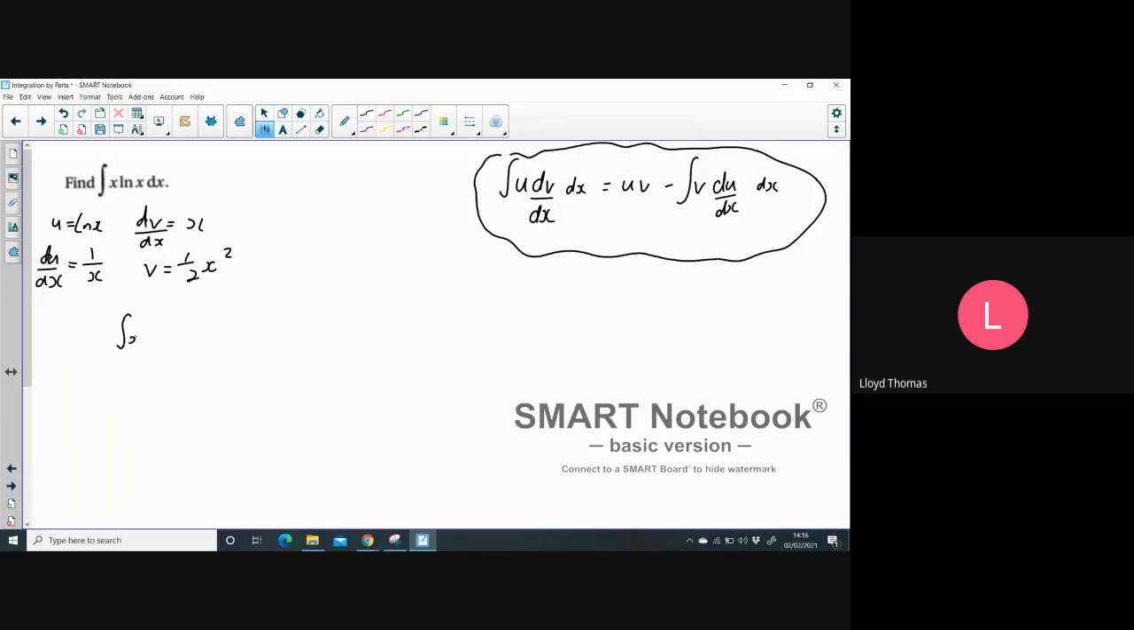So it's going to be the integral of x ln of x dx is equal to uv. So that's ln of x times a half x squared. Take away the integral of v du by dx. So that's a half x squared times ln of x. No, it's not. I thought there was an issue there. Apologies. It's a half x squared times 1 over x. I misread the question, du by dx.